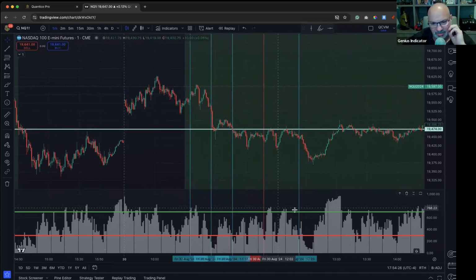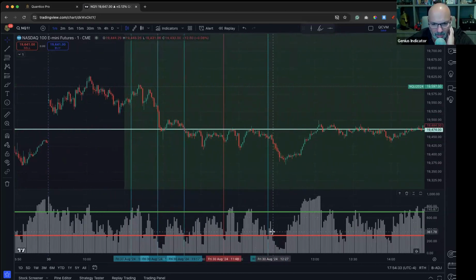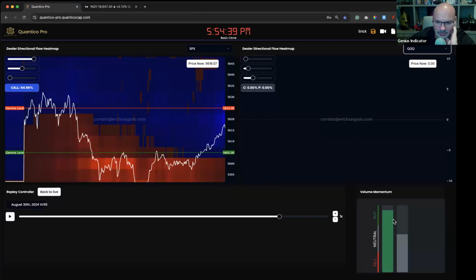You're not going to have this indicator there like this. It's actually going to be easier. You're not going to be measuring bars or anything like that, because you're going to be able to see if it is green or if it's red right here, right? So let's see another day.